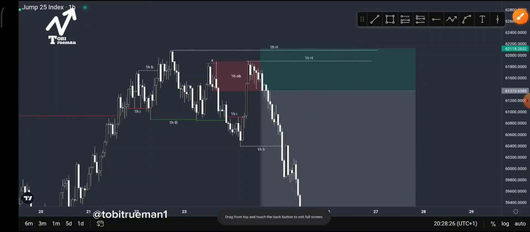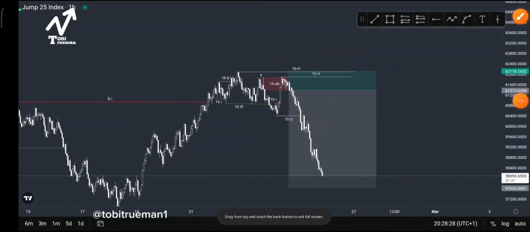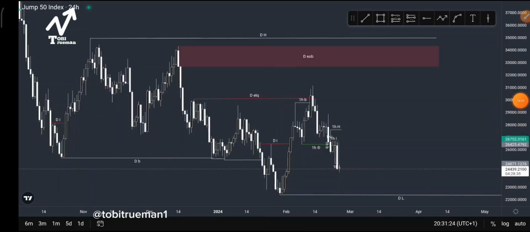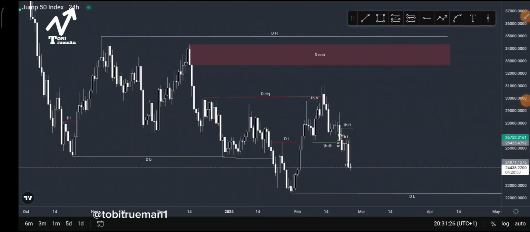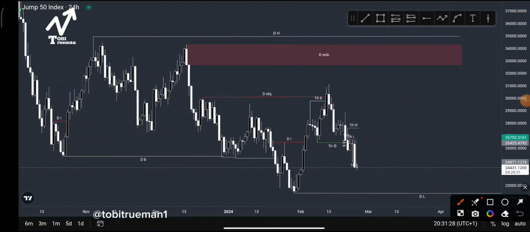All right, so this is the first example. Let me see if I can get another one. All right, this is another example. As you can see in this John 50 index daily time frame, this is a break of structure, daily time frame break of structure.